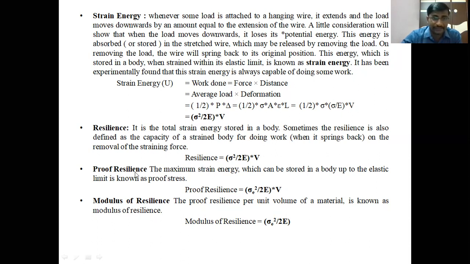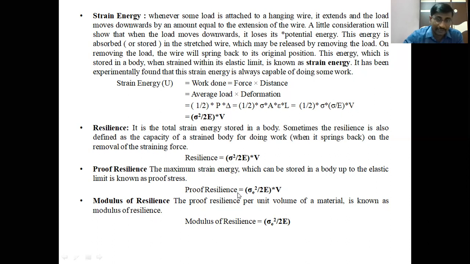Another definition, proof resilience. Proof resilience means the maximum strain energy which is stored in the body when it is elongated within the elastic limit. Only up to elastic limit, ఎలాస్టిక్ లిమిట్ వరకు మనం extend చేస్తే దానిలో స్టోర్ అయ్యే ఎనర్జీని ప్రూఫ్ రెసిలియన్స్ అంటాం. అప్ టు ఎలాస్టిక్ లిమిట్ వరకు ఎక్స్టెండ్ చేసినప్పుడు బాడీలో ఎనర్జీ స్టోర్ అవుతుంది. That is the maximum strain energy stored in the body up to elastic limit, called the proof resilience.